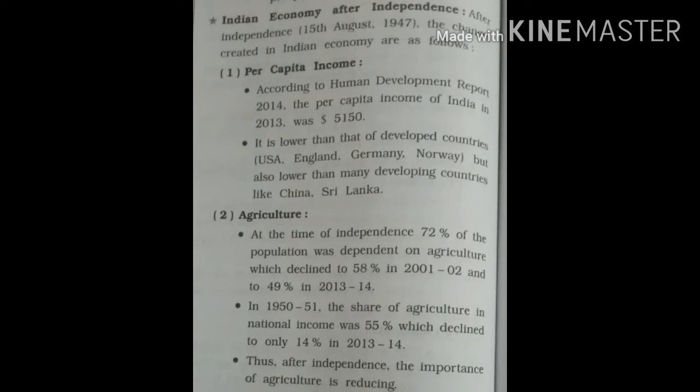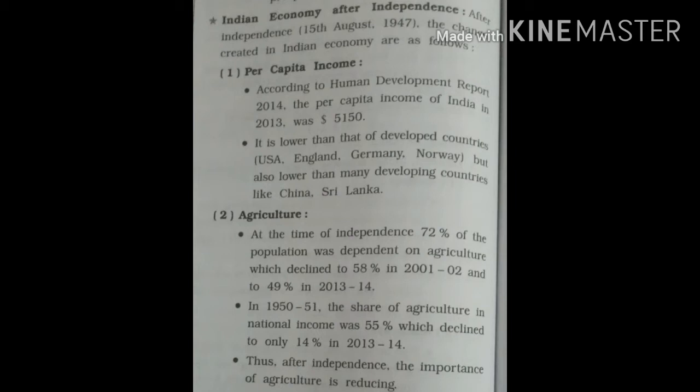First is per capita income. According to Human Development Report, the per capita income of India in 2013 at purchasing power parity was $5,150. This was not only lower than that of developed countries but also lower than many developing countries like China, with per capita income of $11,477, and Sri Lanka with per capita income of $9,250.